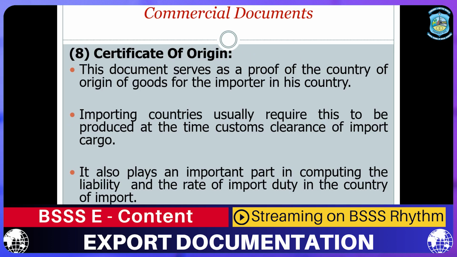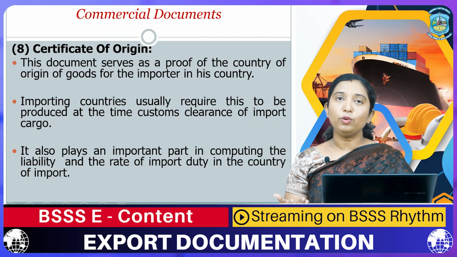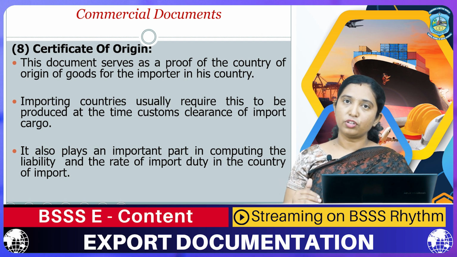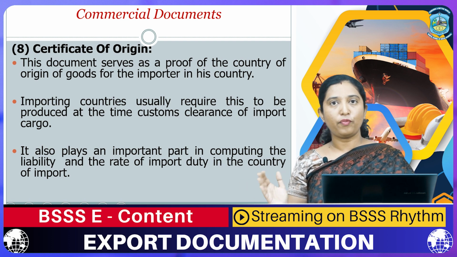Certificate of origin. This is also a very important document and a few countries insist on submission of a certificate of origin by the exporter. It serves as proof that the goods originate from and are manufactured in the same country that the exporter is mentioning in the commercial invoice. The importing country usually requires this to be produced at the time of customs clearance of the import cargo. It plays a very important role in computing the rate of import duty in the country of import.